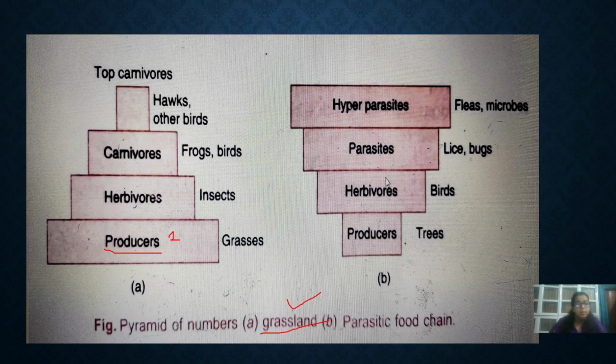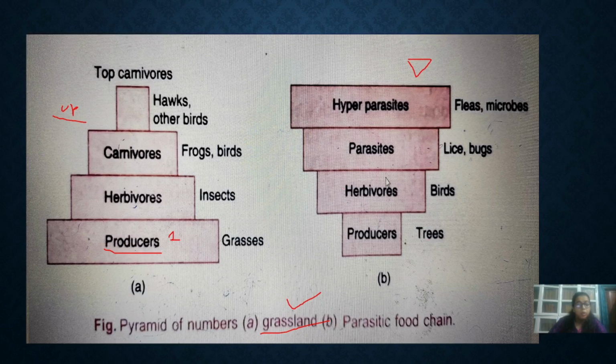You can say that this pyramid is known as the upright pyramid, and this is known as the inverted pyramid, because you can see it is in the shape of an inverted pyramid. So first of all, the hyperparasites are more in number, that is the fleas and microbes, which are the parasites. Then the parasites are lice, bugs, then the herbivores, that is the birds, and then the producers, that is the trees.